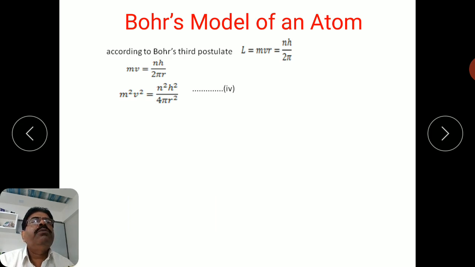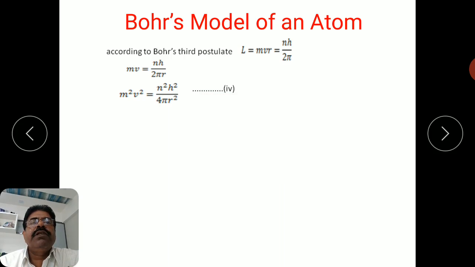Now according to Bohr's third postulate, he has given a certain condition for the angular momentum. It is quantized, so L is equal to nh upon 2 pi. That was the condition according to the third postulate. But L, that is angular momentum, you can also define in case of circular motion in terms of the linear velocity. So L is equal to mvr. So mvr is equal to nh upon 2 pi. If you take this r to the right hand side, mv will be equal to nh upon 2 pi r. If you square both sides, m square v square will be equal to n square h square upon 4 pi square r square. Suppose this is equation 4.